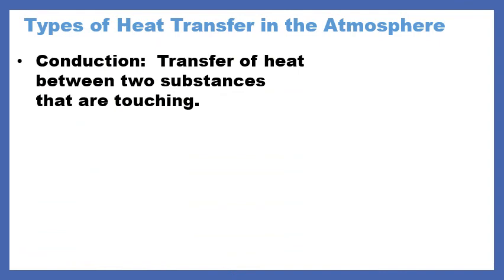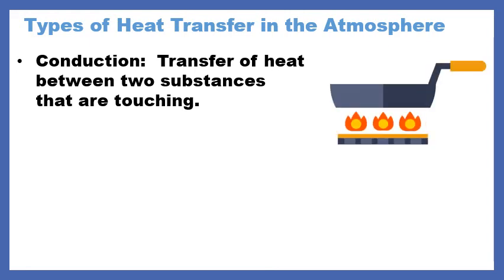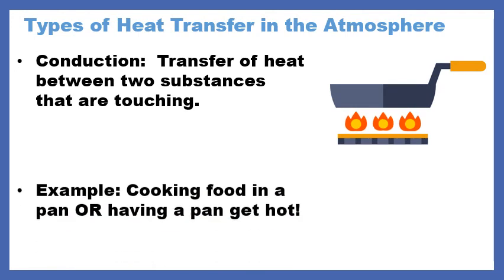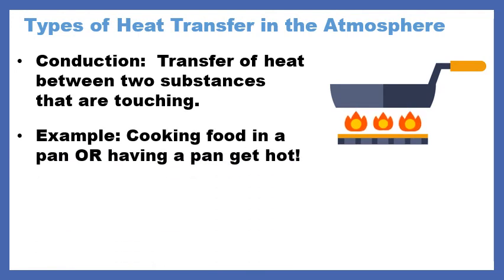Next type of heat transfer is called conduction. This is the transfer of heat between 2 substances that are touching. We use this a lot in cooking. If you've got a pot that's nice and hot and you slap on some chicken, right away you start to see the chicken changing colors and sizzling. Heat transfer by physically touching.